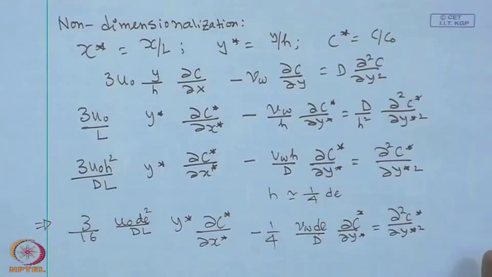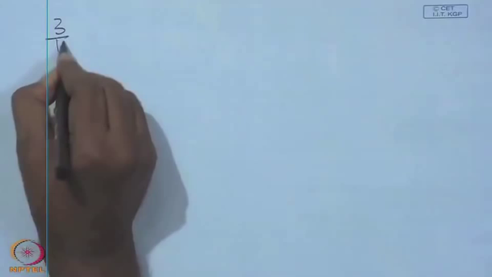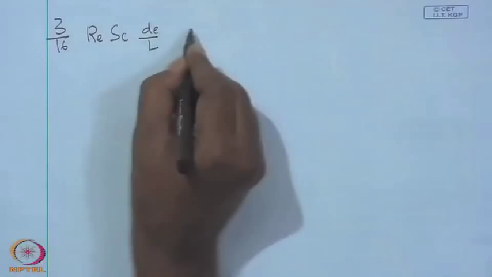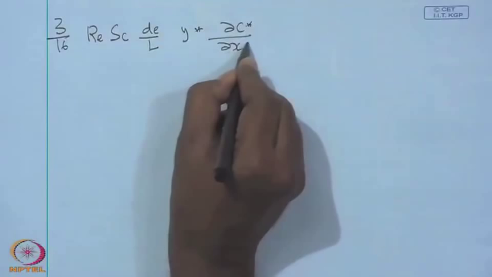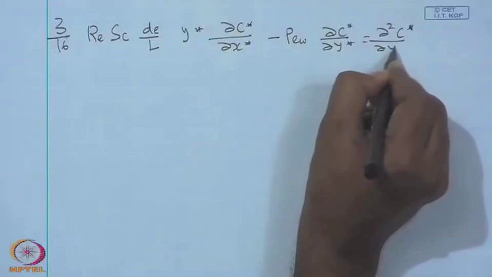Okay. Next, we have already seen that u 0 d e square by D L is nothing but Reynolds-Schmidt d e by L, and 1 by 4 v w d e by D is nothing but the non-dimensional Peclet number at the wall. So we write it down as 3 by 16 Reynolds-Schmidt d e by L y star del c star del x star minus Pe w del c star del y star is equal to del square c star del y star square.